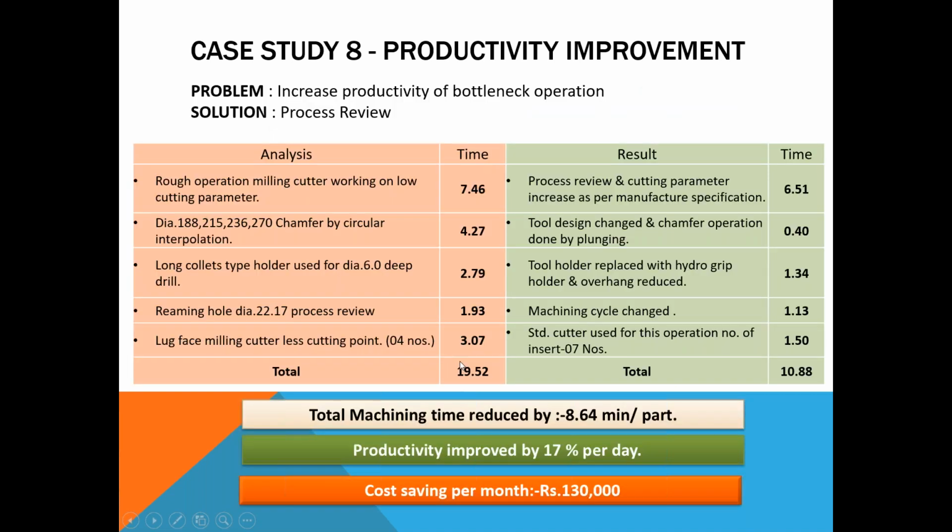there were a lot of drill breakage also, and job used to get scrap. We had replaced that with a hydro grip holder, and overhang also reduced. The 2.79 has been made to 1.34, and reaming was done on the hole.